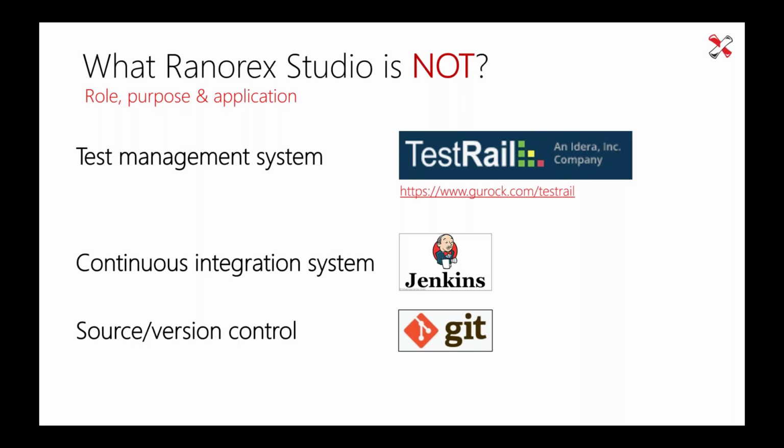So I would like to show you today the interplay between a continuous integration system like Jenkins, source control by means of Git and GitHub, and Ranorex Studio as the test automation tool of your choice. So this is what we're going to do.